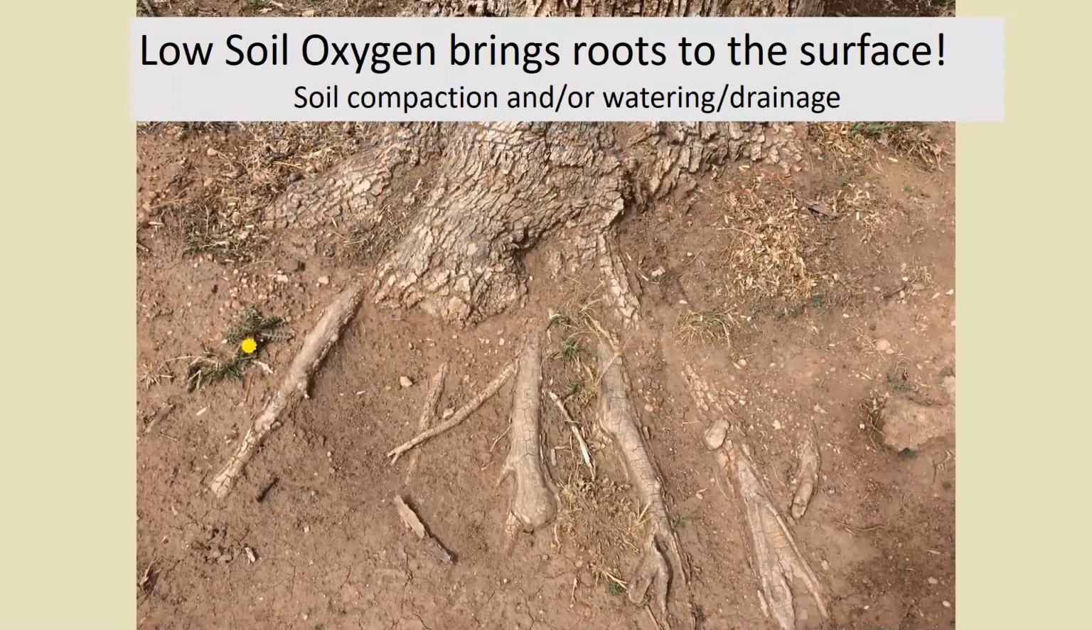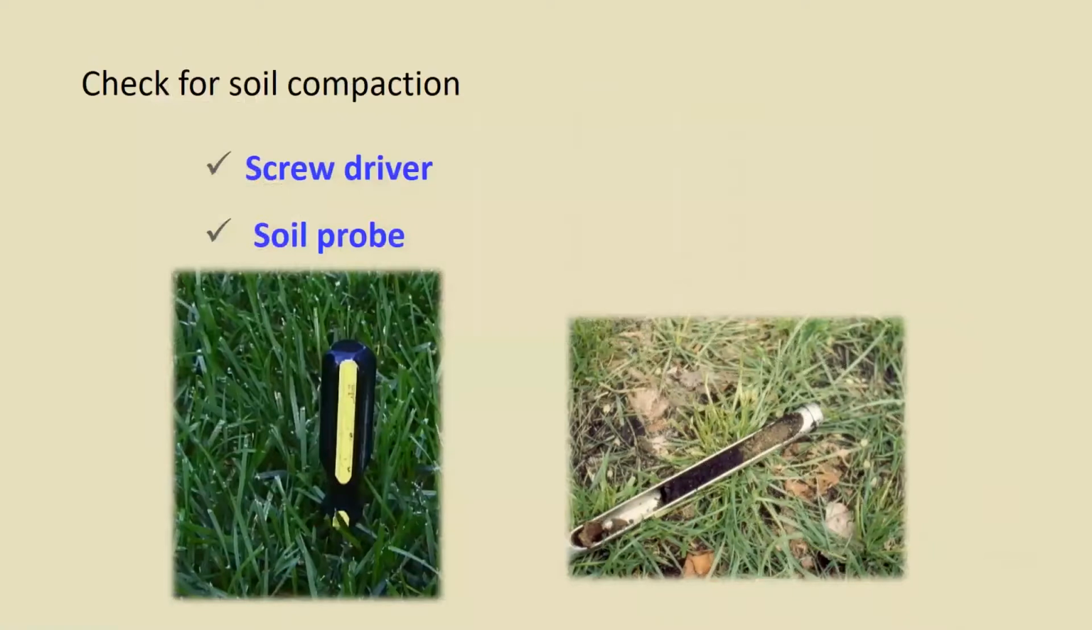And this is not the same soil that plants need for good growth. Soil compaction can cause roots to grow near or on the soil surface due to low soil oxygen levels. And then excess watering can contribute to the low soil oxygen levels as well. To get a handle on soil compaction, you can push a screwdriver into the soil in several places. You can also use a soil probe, which will actually pull out cores of the soil to examine it.